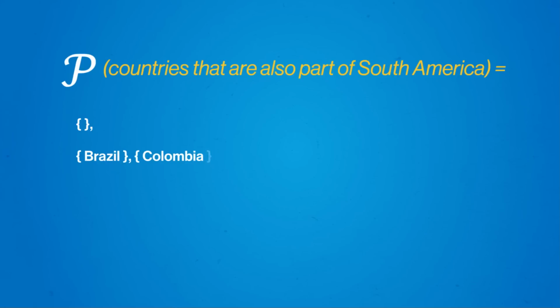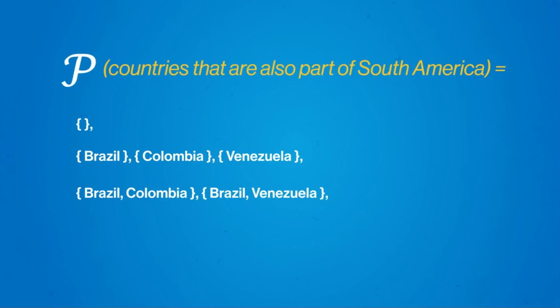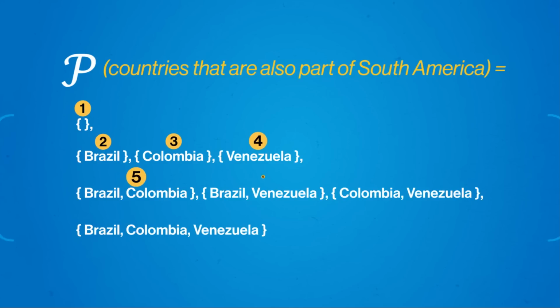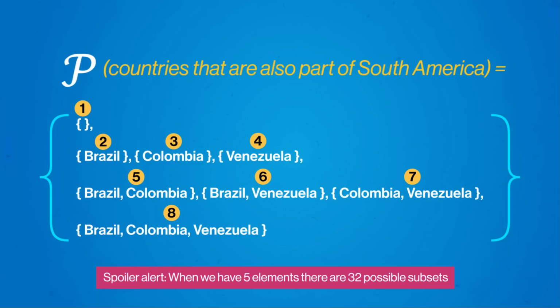Our set F had 4 elements, which gave us 16 possible subsets, but we could have done the same thing if instead we started with a set with only 3 elements, like the set of countries that are also part of what we now call South America. If we write out all the possible scheduling combinations of Brazil, Colombia, and Venezuela, we end up with 8 subsets. And spoiler alert, when we have 5 elements, there are 32 possible subsets. In fact, a pattern is kind of emerging.